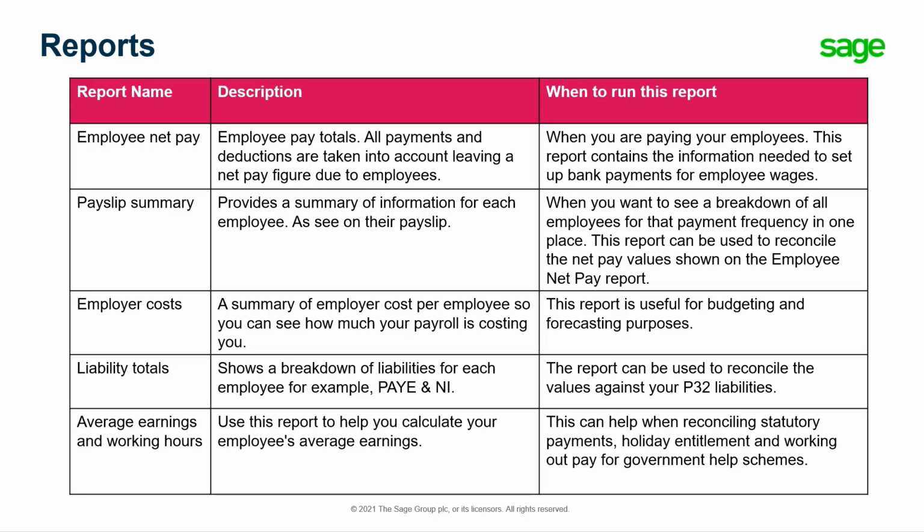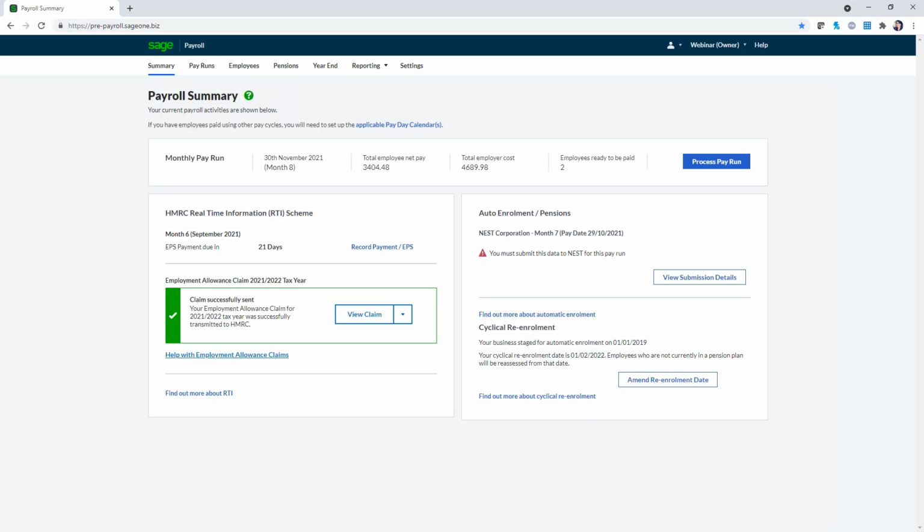So what I'm going to do now is I'm just going to pop back into the payroll, and I'm going to show you the P32 process and the EPS process. So back to the summary screen, and this time my monthly pay run at the top shows November, and that's because I've already run the October payroll. It's moved that along to the next available pay run.